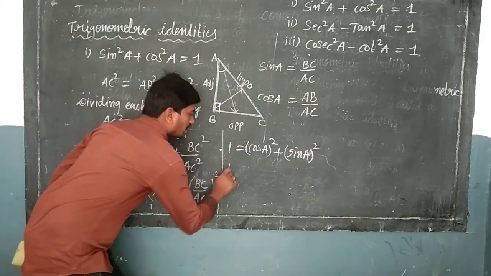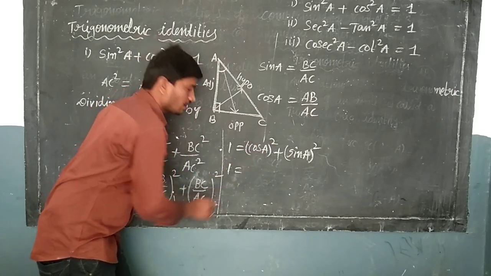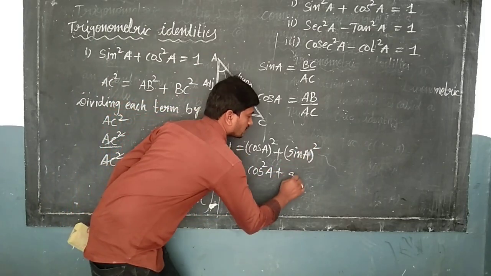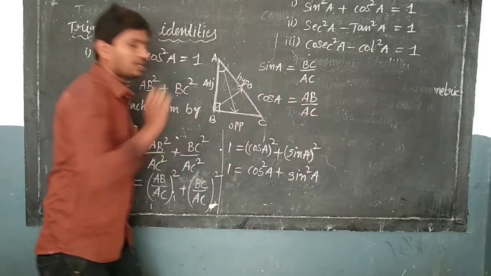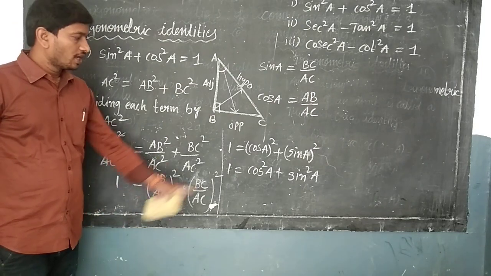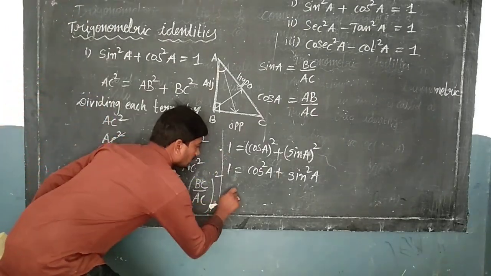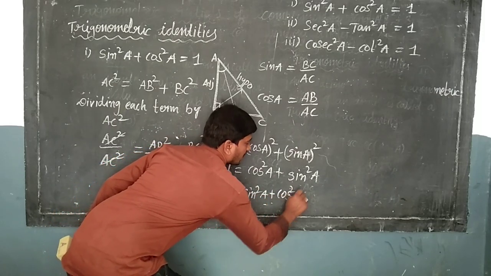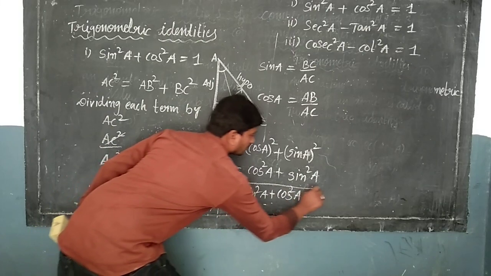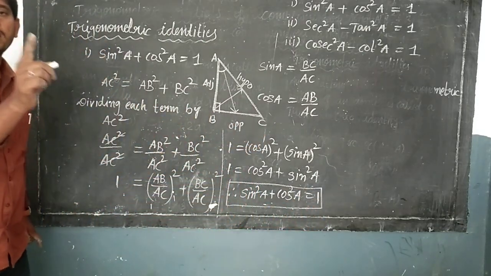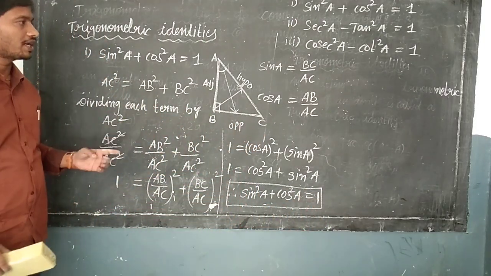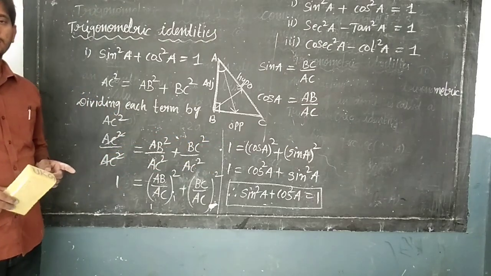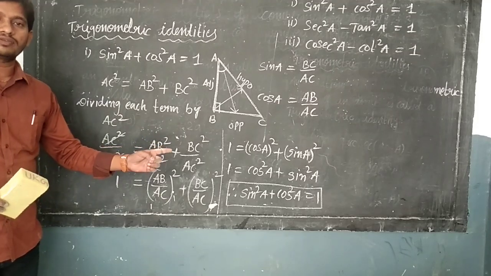So that is 1 equal to cos A whole square, I can write as cos square A, plus sin A whole square, I can write as sin square A. Okay, if I rearrange the terms, I got sin square A plus cos square A equal to 1, which is our first trigonometric identity. Our first trigonometric identity is what? Sin square A plus cos square A equal to 1.